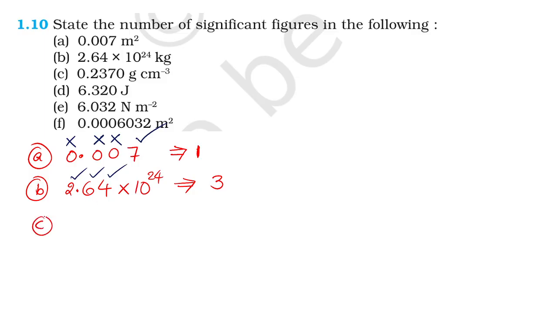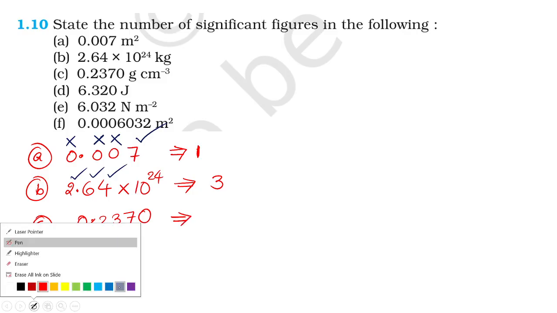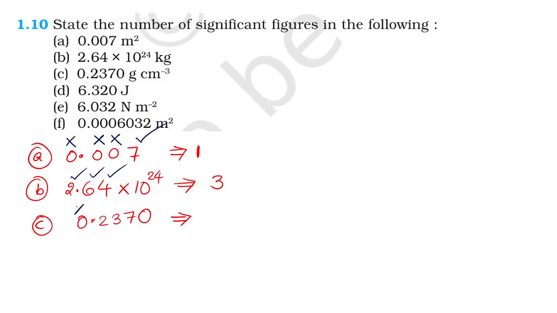C. 0.2370. I will explain. Listen. The first 0 is not significant. Why? Is it the middle 0? No. Is it the trailing 0? No. So not significant. 2, yes, non-zero. 3, yes. 7, yes. The last 0 is the trailing 0.